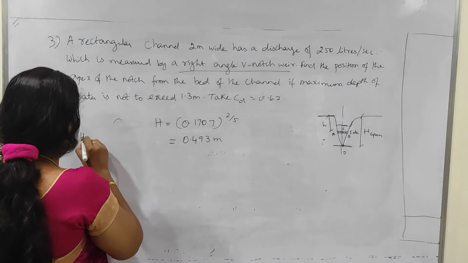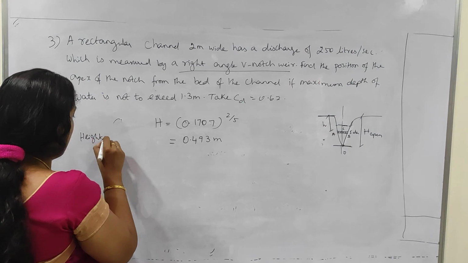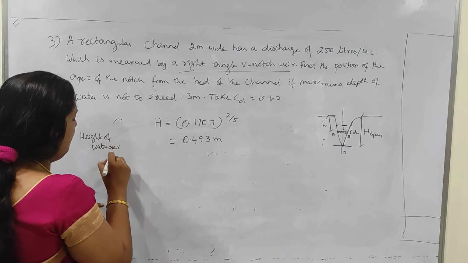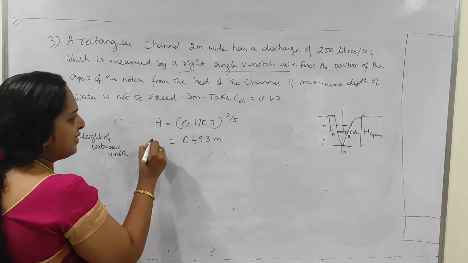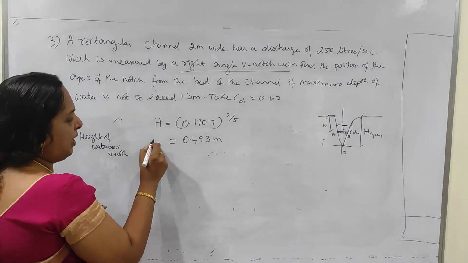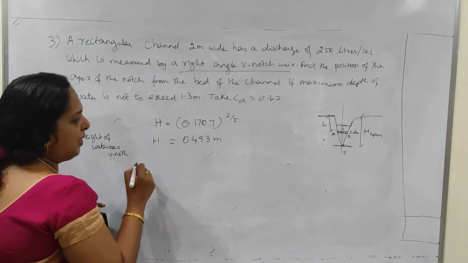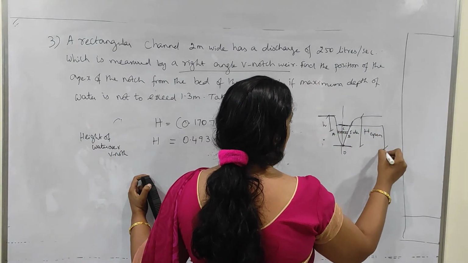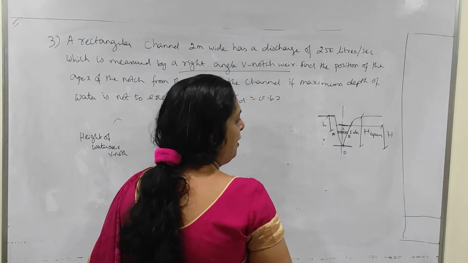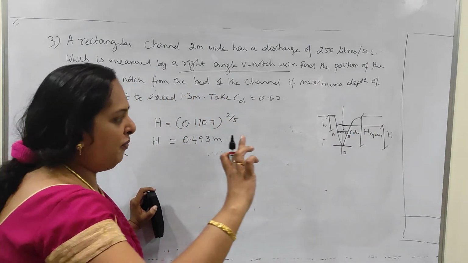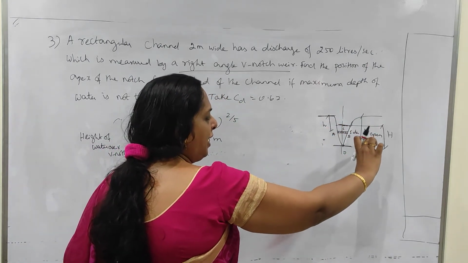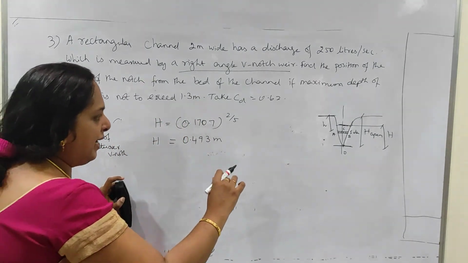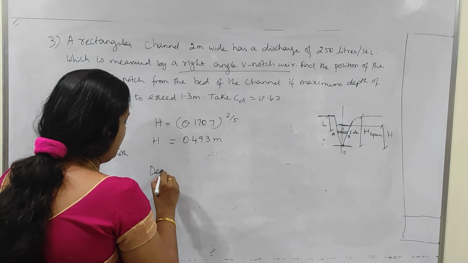That height of the water over the V notch is given by capital H. So that H is 0.493 meters. This is my height of the water over my V notch. So what happens here if I want to find out the H apex? I will be able to find out the depth of the water in the channel.